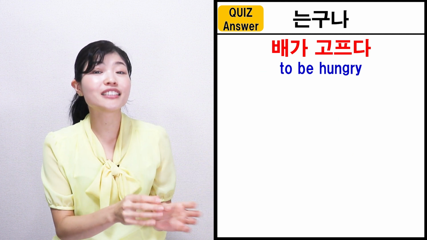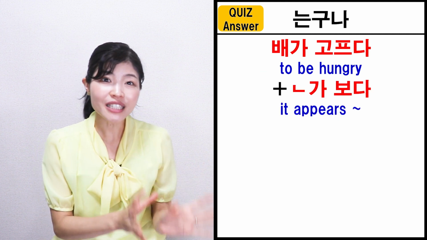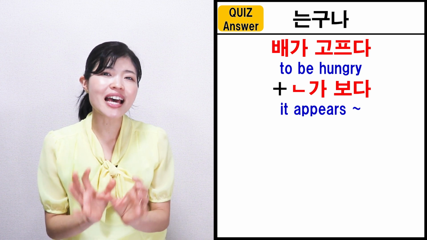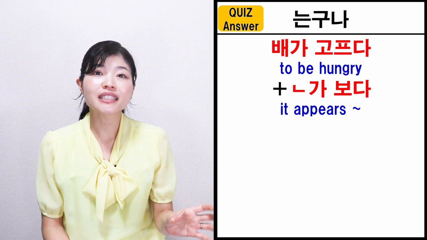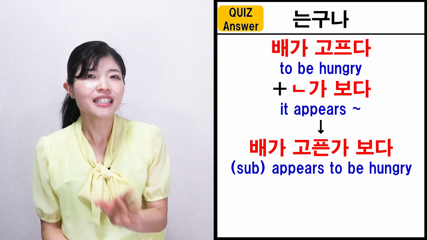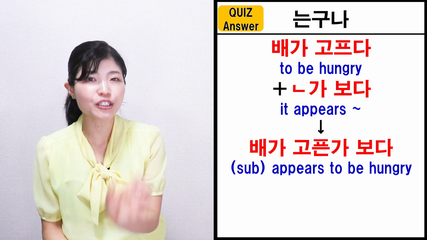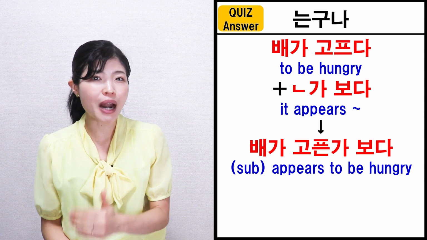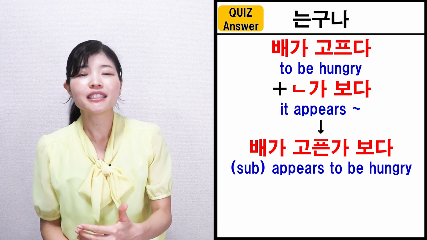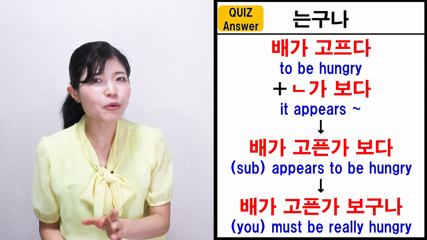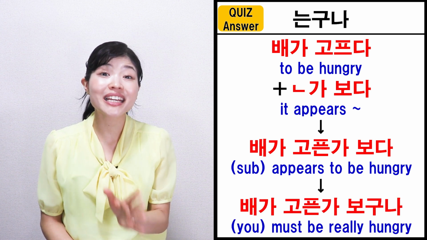배가 고프다 is to be hungry. ㄴ은가 보다, it appears, is another grammar to express speculation. Therefore, you can say 배가 고픈가 보다. Subject appears to be hungry. Since you treat this grammar as an adjective, you attach 구나 to the stem to make 배가 고픈가 보구나. You must be really hungry.